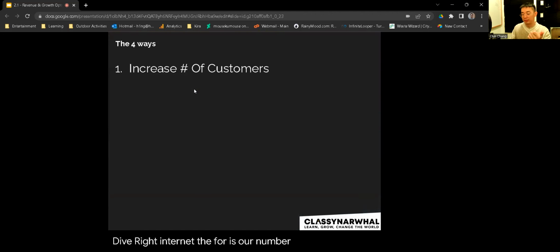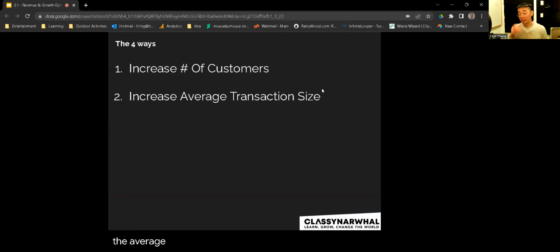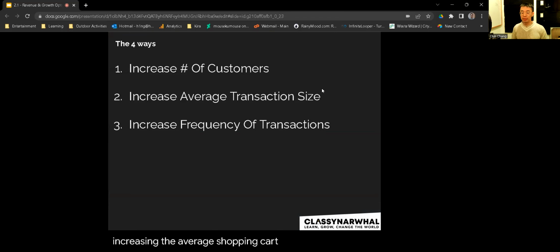The 4 ways are: number 1 is increasing the number of customers. Fairly straightforward, it's acquiring more customers. Number 2 is increasing the average transaction size. What that means is that when someone buys from you, they buy more, right? They're increasing the average shopping cart. Number 3 is increasing the frequency of transactions. Not only are you getting them to buy more, but you're getting them to come back more often. And number 4 is raising prices. Every campaign and every different strategy that you will see will fall under one of the 4.